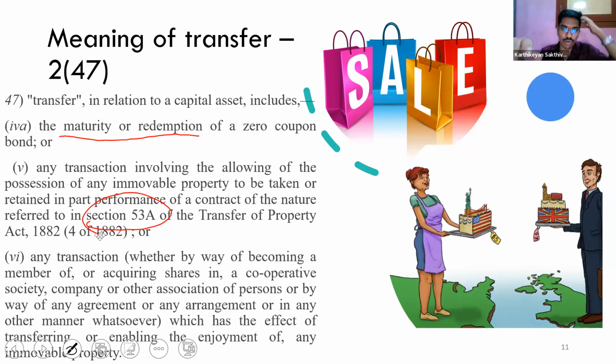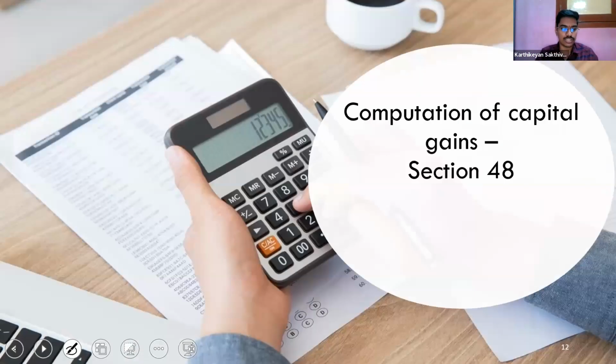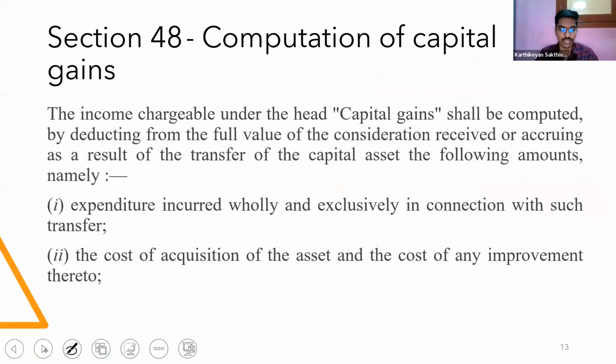Then as per the Transfer of Property Act, once the possession is given, it will be treated as transfer as per 2(47). So the sixth point is not a great point. I'm not discussing the sixth point because that might not be tested here.